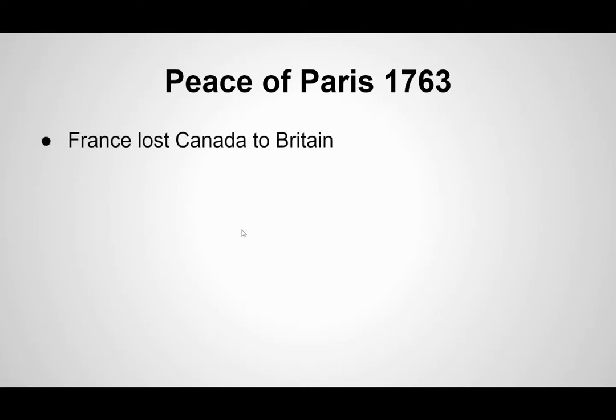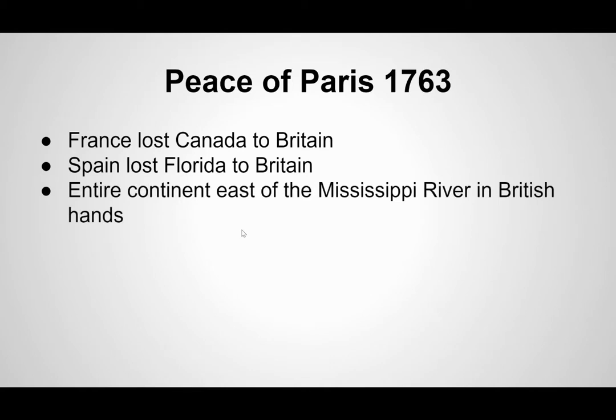Number one, because France lost the war, they're going to lose all of the territory that they owned in Canada, and that territory is going to become part of the British colonies. Because Spain had joined the war towards the end to help the French, they are also one of the losers in the war, and so Spain is going to lose Florida, and it's going to become part of the British colonies. And so basically this means that the entire continent east of the Mississippi River is now controlled by the British.